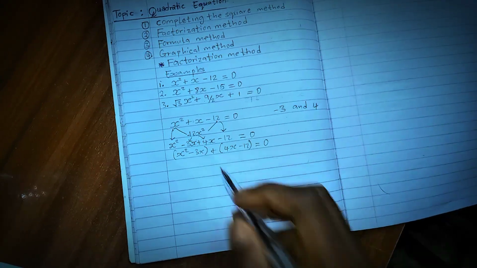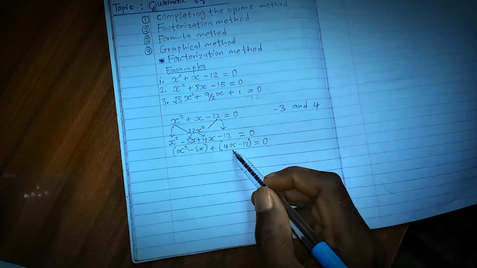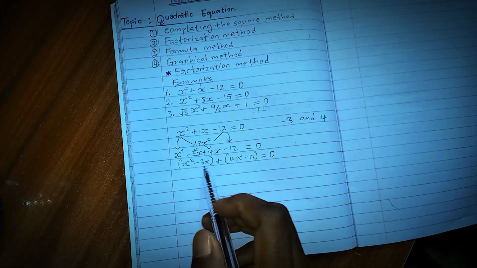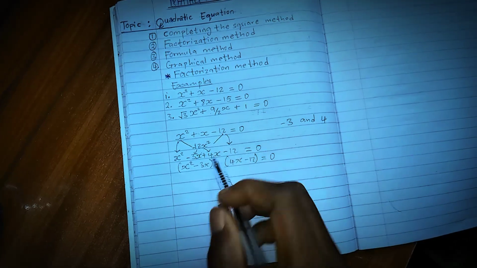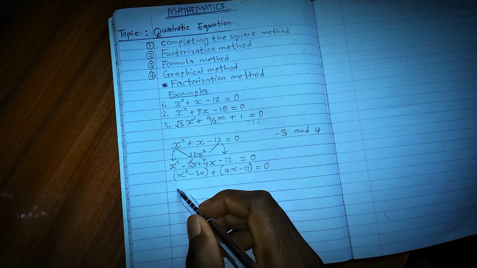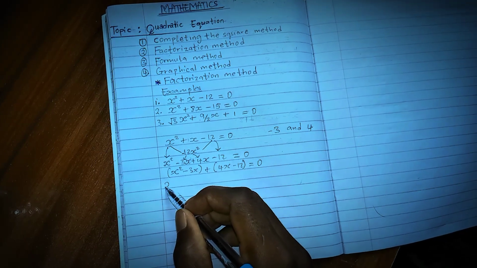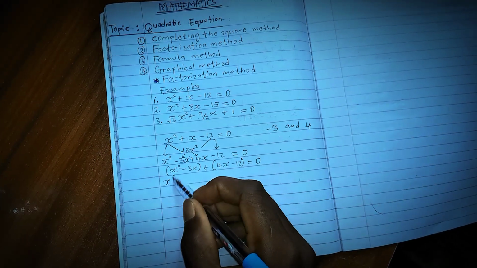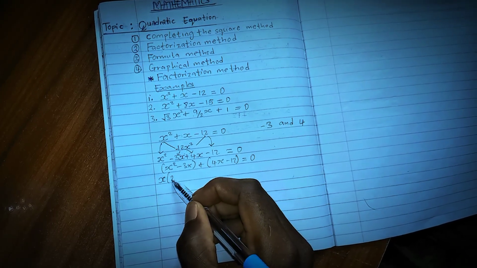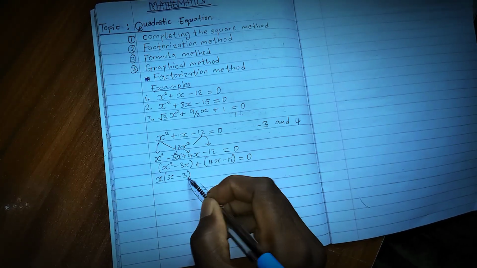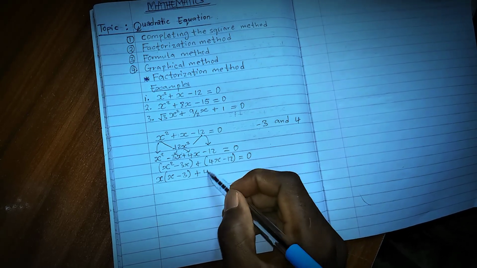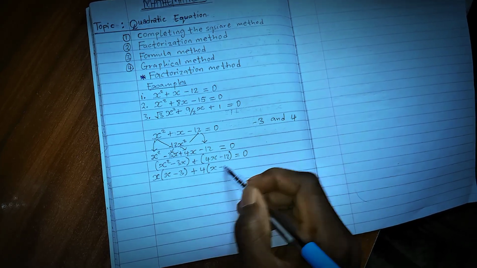Okay, so from here, we are going to be looking for anything that is common between the terms in each bracket. In the left hand side bracket, what is common between x squared and 3x is x. So now factor x out since x is common. And then you have x bracket x minus 3 plus, here 4 is common among them, you have 4 bracket x minus 3.